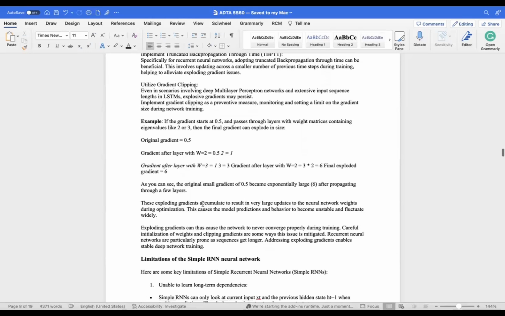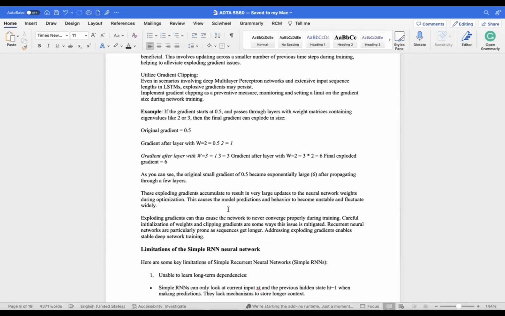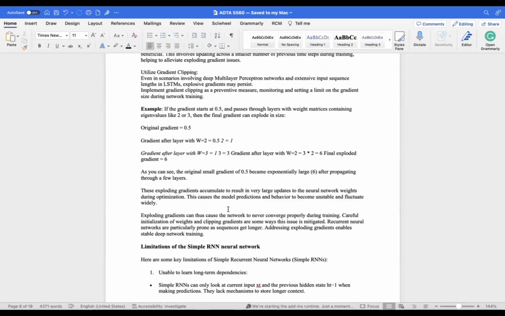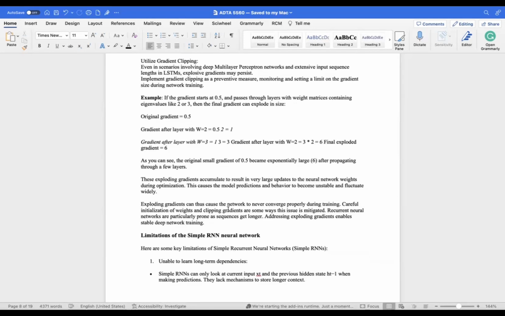So what are the consequences? The exploding gradient leads to gigantic updates in neural network weights, making predictions unstable and behavior unpredictable. Mitigation strategies: careful weight initialization and gradient clipping are tactics to dam this explosion. Recurrent neural networks are more susceptible, especially with longer sequences.